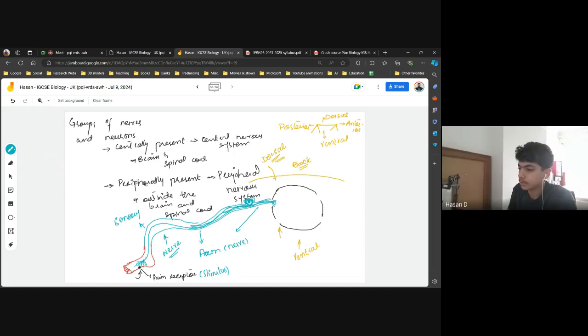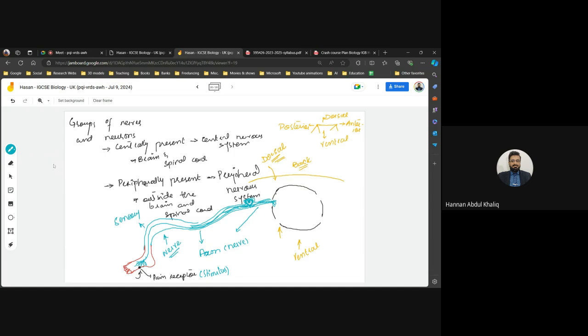Yeah, makes sense. Okay, one more thing. I need to erase one thing from here, otherwise the concept would become wrong. Once the sensory neuron has entered the spinal cord, over here you would find another neuron. What do you think, what neuron is this? What would you call this neuron?